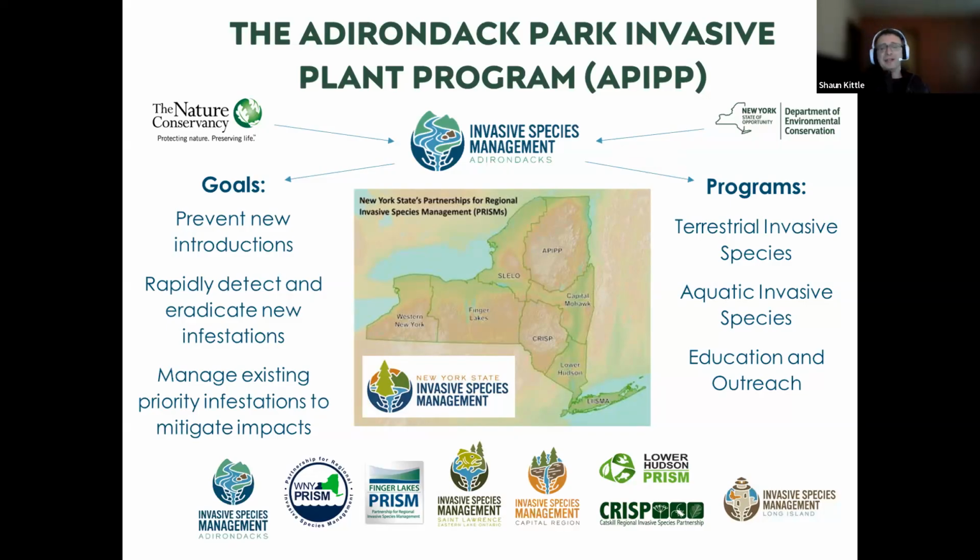We also empower landowners through trainings like this one, where we teach people to identify invasive species and to do their own management of the invasives that might be on their property. And out in the field, our team focuses on managing existing priority infestations to mitigate their negative impacts. You're going to hear about some of those negative impacts in a bit too. We're able to work on land, and we're also able to work in aquatic spaces where we manage aquatic and terrestrial invasive plants and animals.